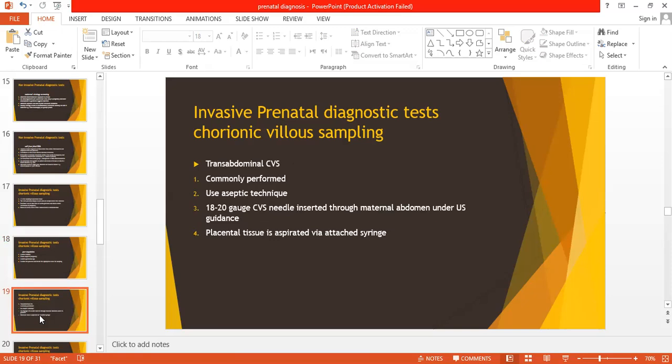So how is the transabdominal chorionic villus sampling done? So you need to know that it is the commonly performed procedure as compared to the transcervical route. The procedure should use aseptic techniques. An 18 to 20 gauge CVS needle is inserted through maternal abdomen under constant ultrasound guidance. ठीक है, placental tissue when visualized is aspirated through the attached syringe.